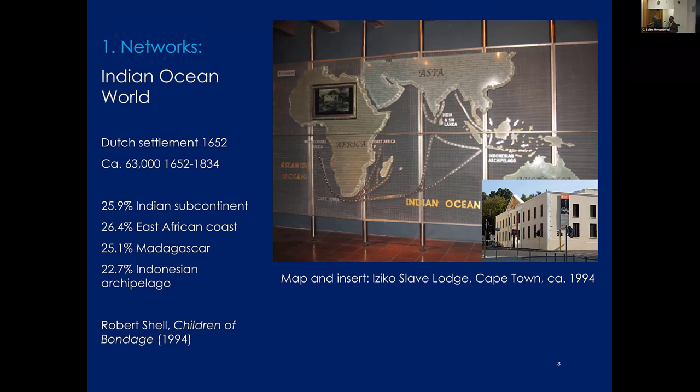So if I spend some time on the context for this, that's because it's really not very well known. And this, as I will try to show via maps, is the key aspect to the networks that we have here.